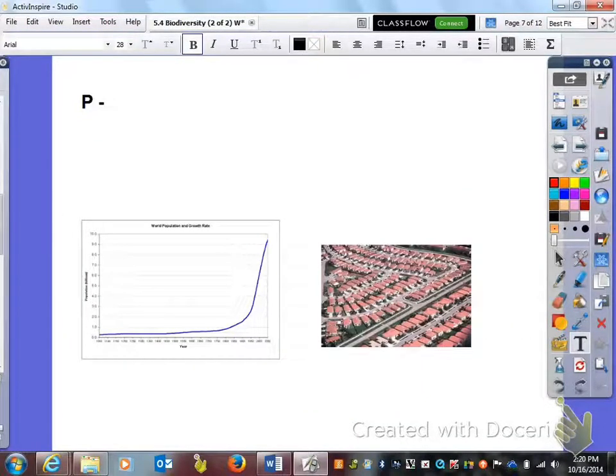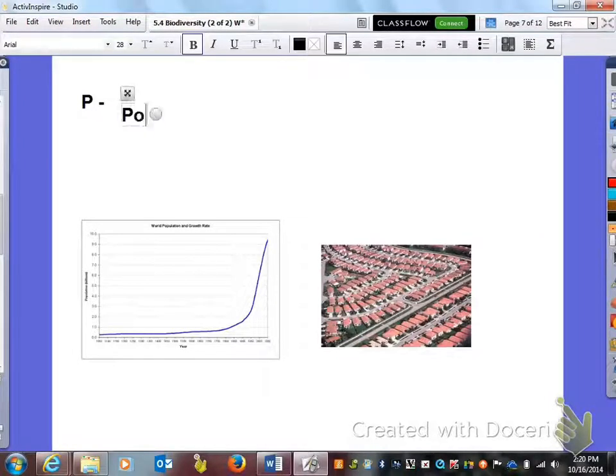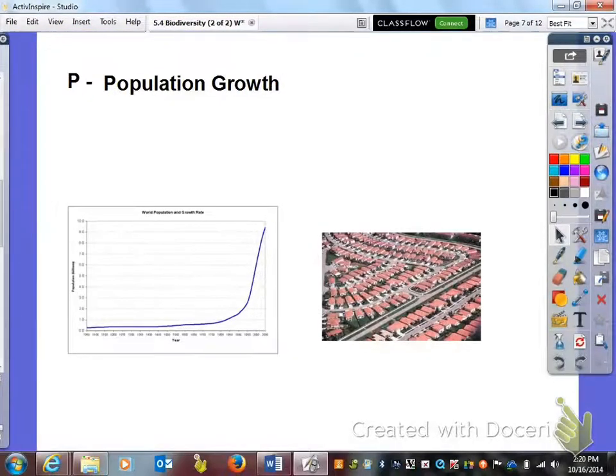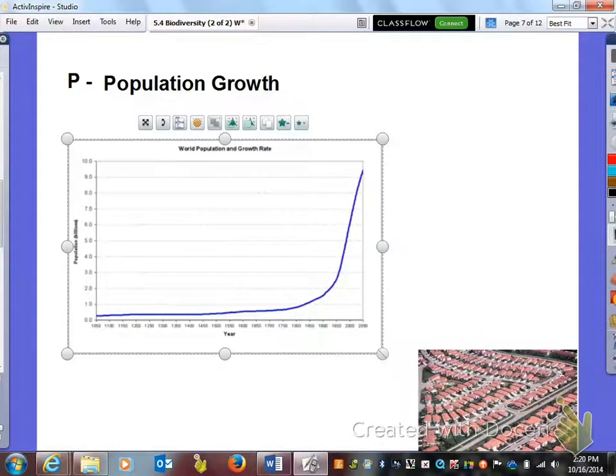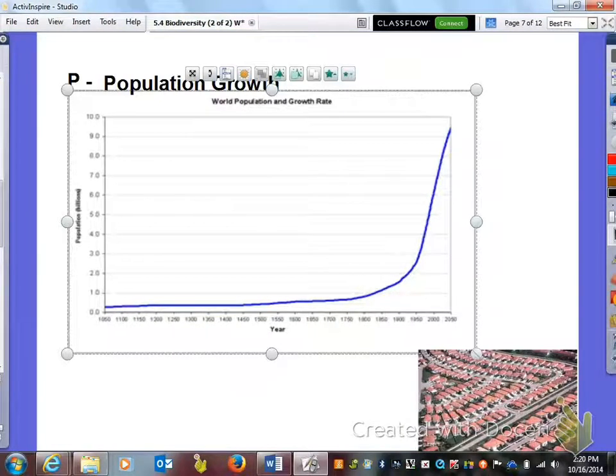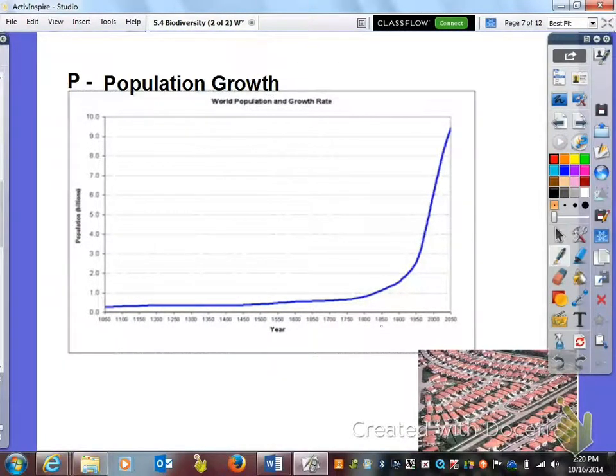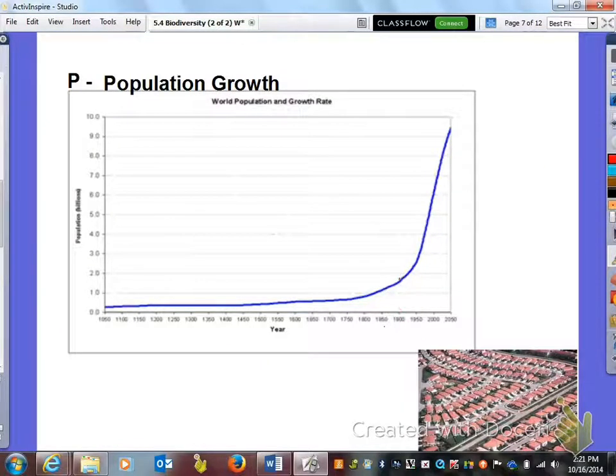All right, so the next P in our HIPPO that we have is population growth. Okay, so population growth diminishes biodiversity, and if you can see here, and actually for this, I know you probably can't tell very well on your actual sheet, but I'm going to blow it up here so that you can see this. Here's 1850, here is the 1900s, here is like 1950. Look what happened at this right here, which would be approximately the year 2000, and look where they project us to be in the year 2050.